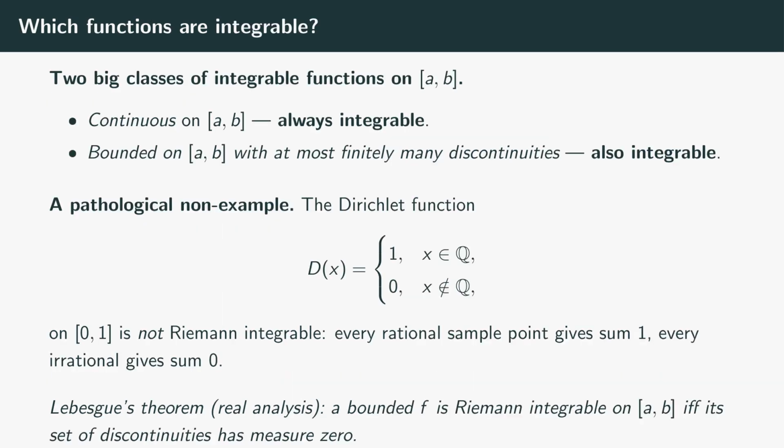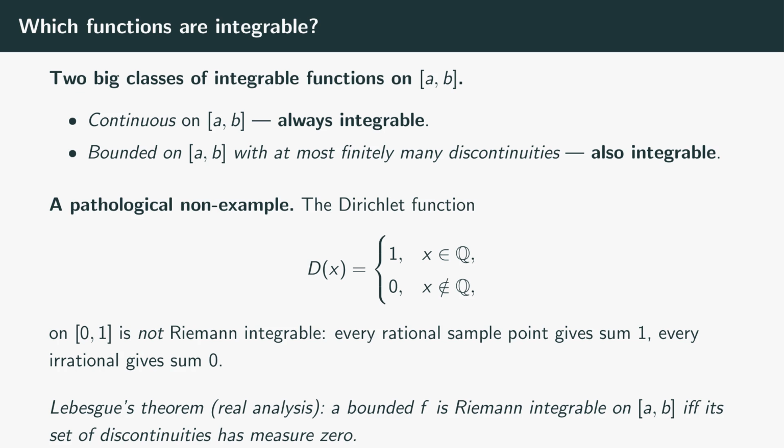Which functions are integrable? Two enormous classes. First, every continuous function on a closed bounded interval is Riemann integrable. That's a theorem you'll see proved in any real analysis course, and it's the workhorse. Almost every function you'll meet in this playlist falls into this class. Second, every bounded function that is continuous except at finitely many points is also integrable. So a step function with three jumps in the interval from a to b, or a function with a removable discontinuity in the middle, is fine. You can break the integral up into pieces where f is continuous, integrate each piece, and add.